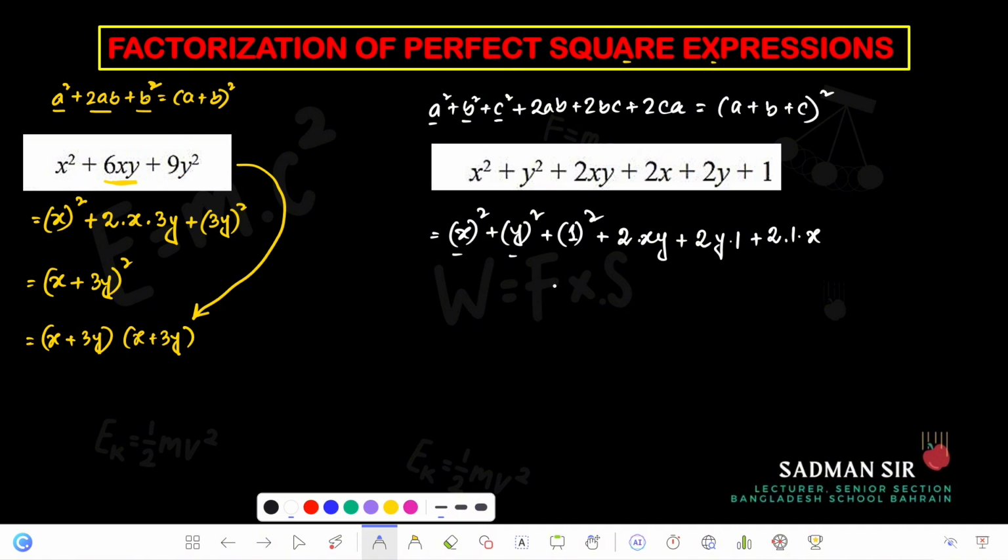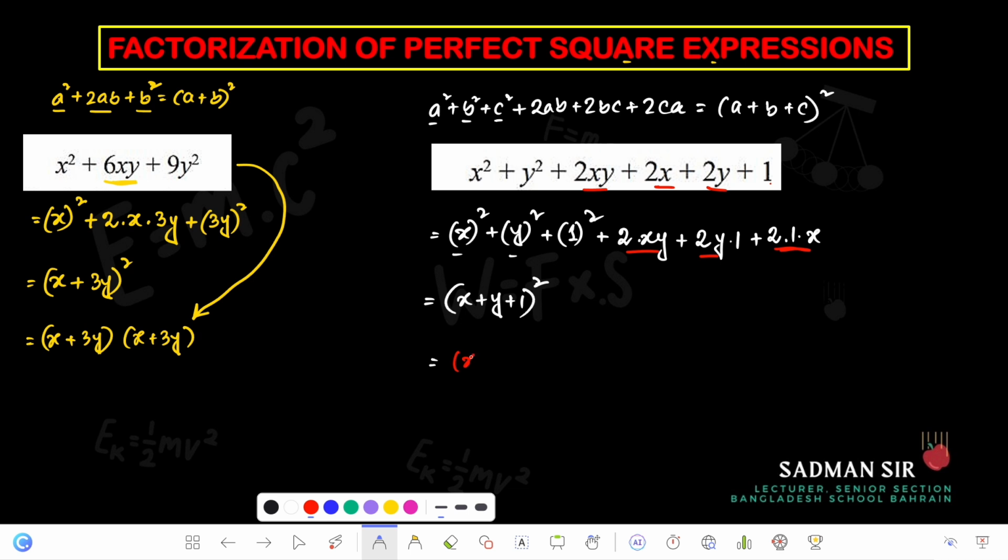So we have given this expression the shape of the formula. From here we can write that this is equal to a plus b plus c whole square, where a is x, b is y, and c is 1. We have to check whether it matches the given expression: 2xy, 2xy, and 2y, 2y, and 2 ones are 2 into x, so 2x. It's the same. This one we have written as 1 square, so I did not actually make any change. I just wrote the same expression in the shape of the formula.